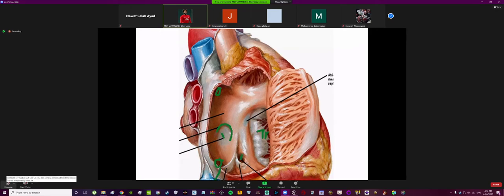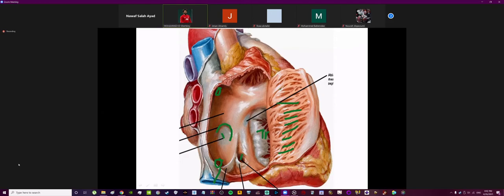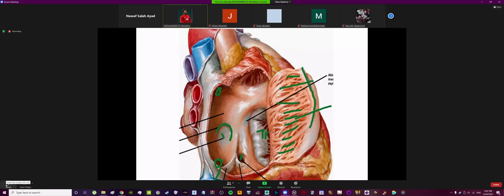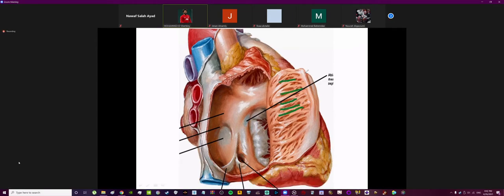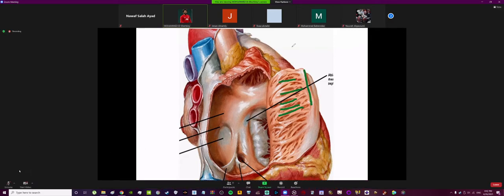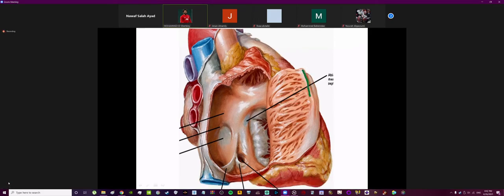What is the name of this fiber on the wall of the right atrium? It's the anterior rough part, the musculi pectinati. And this ridge is the crista terminalis. Again, musculi pectinati and crista terminalis. The crista terminalis is always at the edge, next to it. This is the ridge.